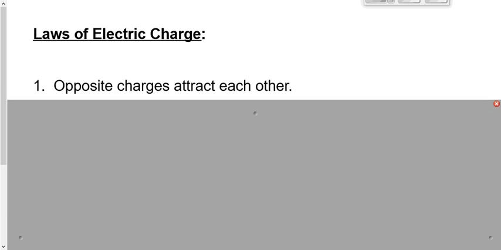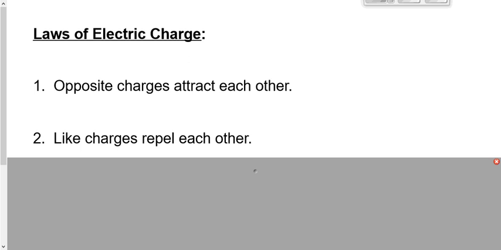The next one is, if we talk about opposite charges attracting, we would say like charges, positive and positive, or negative and negative, would repel each other, right? Too much alike, can't get along. Just like people sometimes, right? Like charges are going to push each other apart with equal and opposite forces.